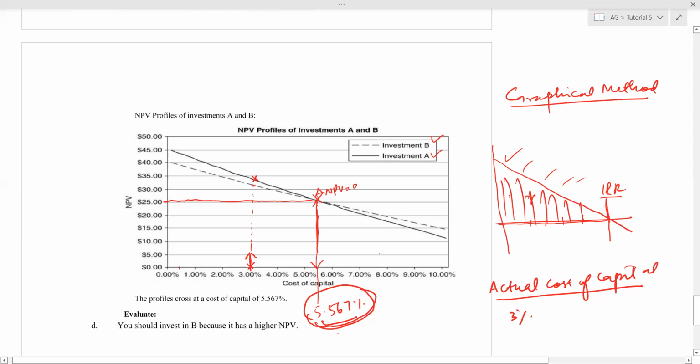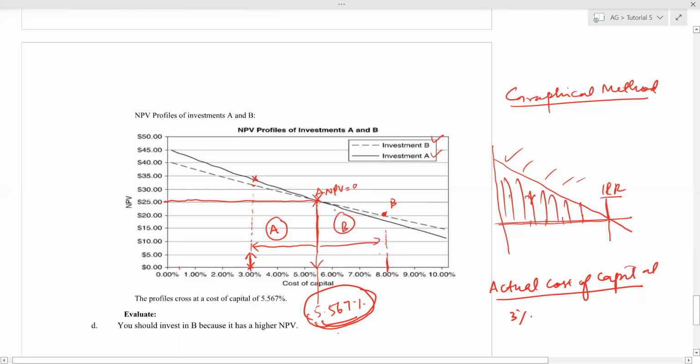So if your cost of capital is lower than the crossover rate, accepting project A is in our favor. But if your actual cost of capital is higher, let's say it is 8%, which one has the higher NPV? It is B. So we are going to select B.